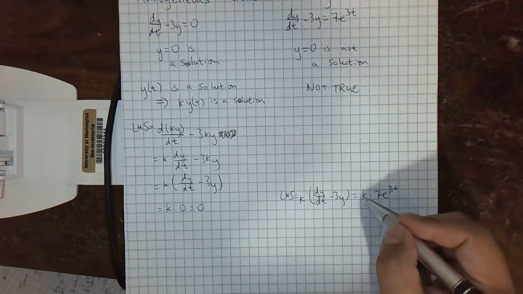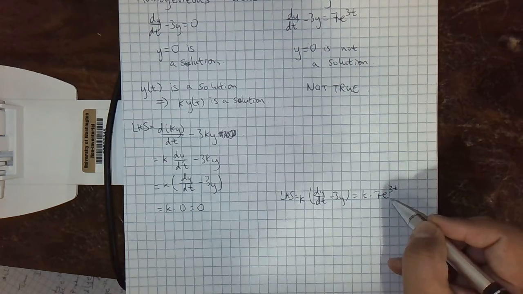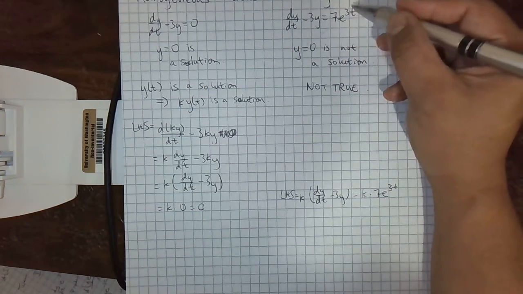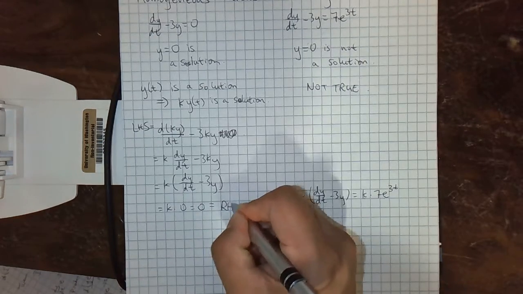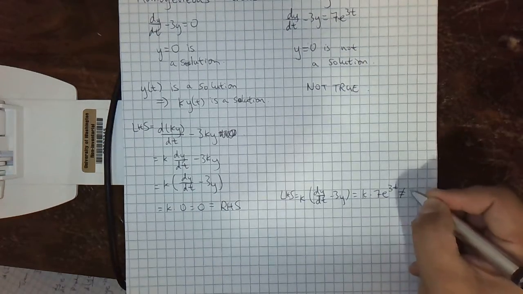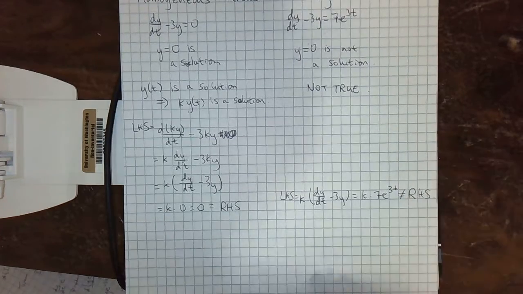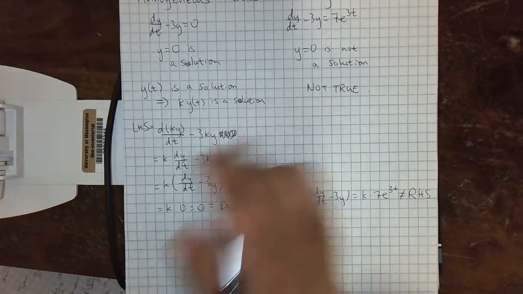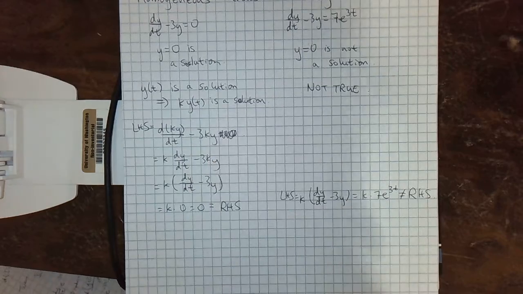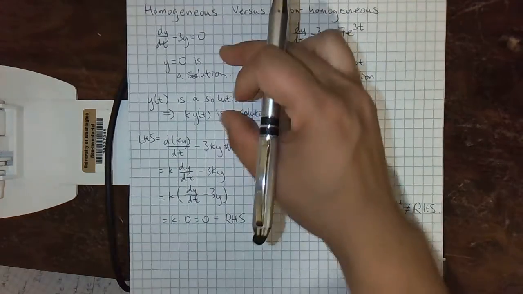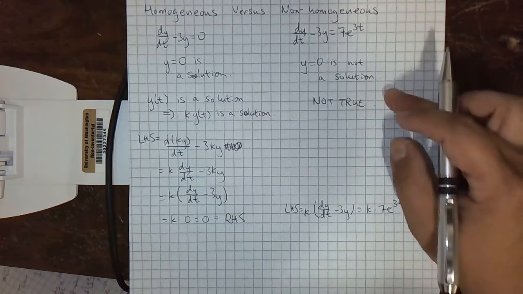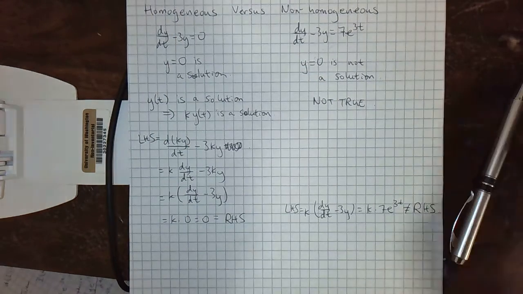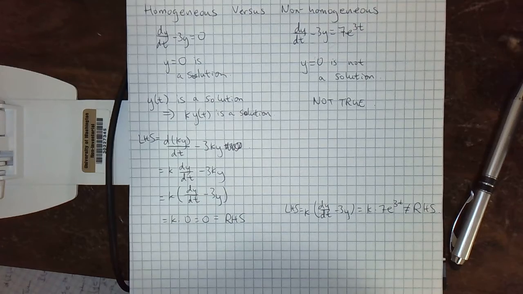So the left-hand side is going to be k times 7e to the 3t, and the right-hand side is 7e to the 3t. So over here we had the left-hand side eventually equaled the right-hand side. Here it does not equal the right-hand side. So it is not true that if y of t is a solution, then I can just multiply by any constant. These are both advantageous properties that are true of homogeneous equations, not true of non-homogeneous equations. And we'll look at this concept again when we solve second-order differential equations in general.